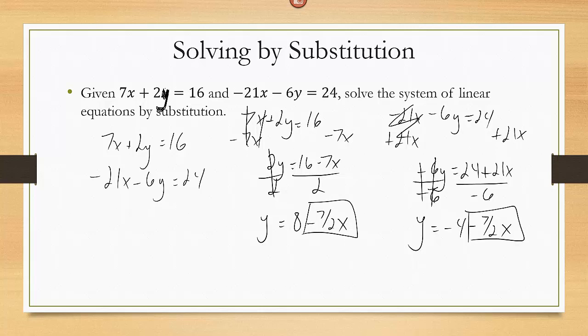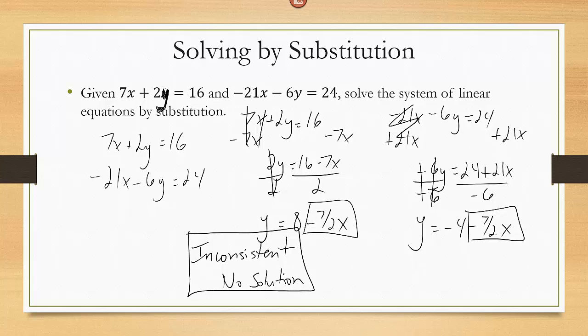We have the same slope. And by definition, when we have the same slope, the lines are parallel. So parallel lines will be inconsistent, independent, or dependent. It's going to be inconsistent. And when we have an inconsistent linear system, we have no solution. And that is our answer.